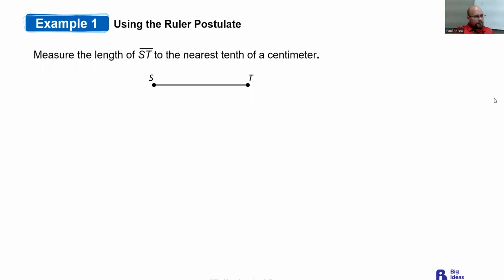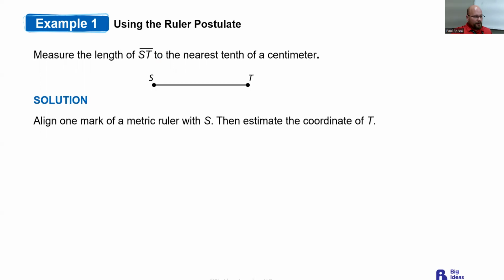All right, the first example, using the ruler postulate. So measure the length of ST to the nearest 1/10 of a centimeter. We're going to measure some lines in class using our textbooks and some rulers. But on here, we're just going to look at the slides. So measure the length of ST to the nearest 1/10 of a centimeter.